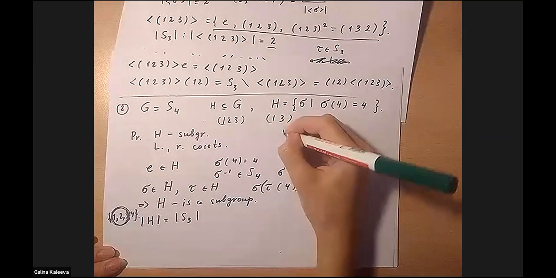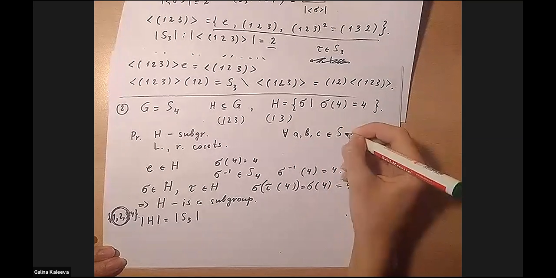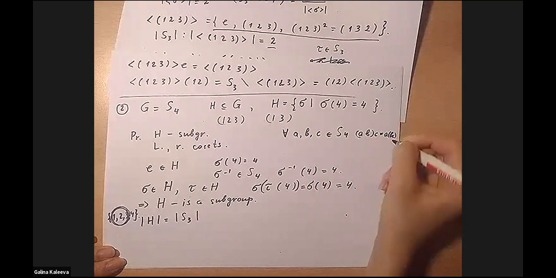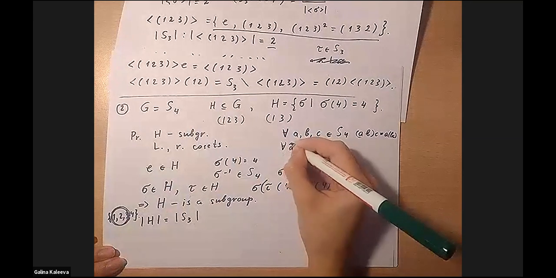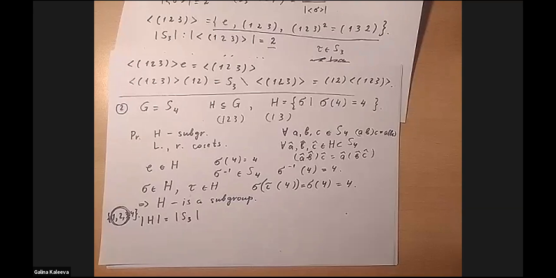Let me write down for all. We know that for all A, B, C belonging to S4, (AB)C equals A(BC), right? We know it from S4. And for every element A hat, B hat, C hat in H, which is in S4, we can write down the same. I think I got it because our subset H will be equivalent to S3, which is a group and which has associativity. You're absolutely right.